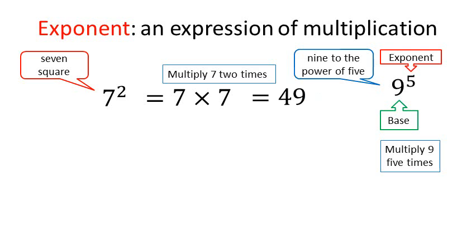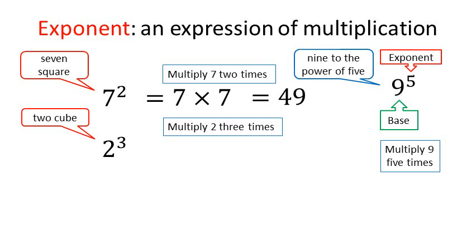The next example, 2 and a small 3. We call it 2 to the power of 3, or 2 cubed. This means multiply 2 3 times. So it is equal to 2 times 2 times 2, which is 8.